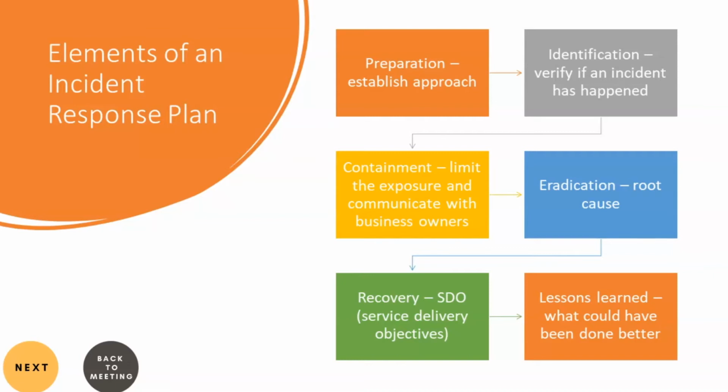So taking it forward, I can say the incident response plan has 6 elements. First one, preparation, which helps us to establish the approach of doing incident response. Then the identification, the step in which we verify whether an event is an incident or not. Then the third one is the containment, which helps us to limit the exposure and communicate with the business owner also. Then comes the eradication, the fourth one, in which we completely eradicate the impact of that particular incident and do the root cause analysis also.